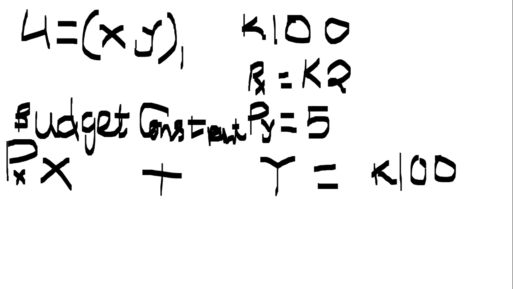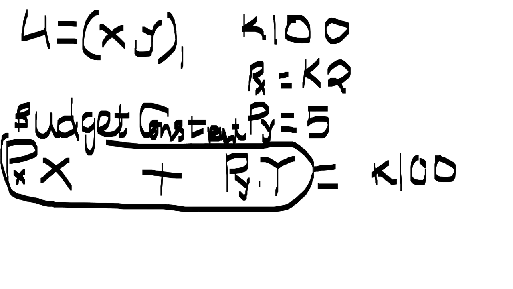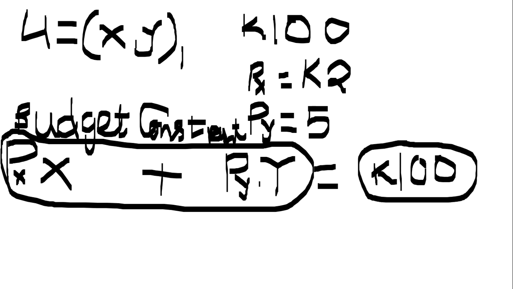I do the same with good Y. I get the price of good Y, I then multiply it with the units of good Y. This should equal the amount of income that I have. In short, we cannot consume beyond our income. So since we cannot consume beyond our income, it makes sense to say that the sum of these two on my left should equal the level of income, the 100 kwacha. What this shows is that we cannot consume beyond our income.